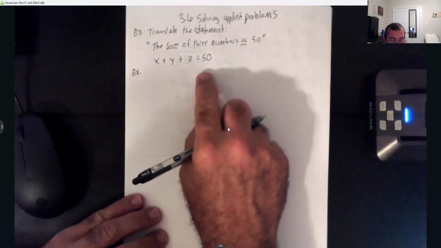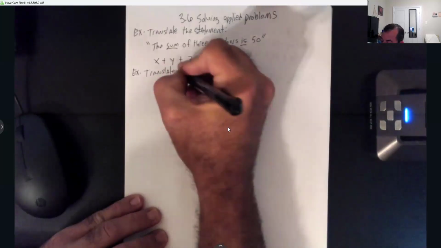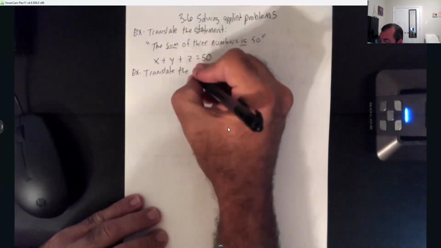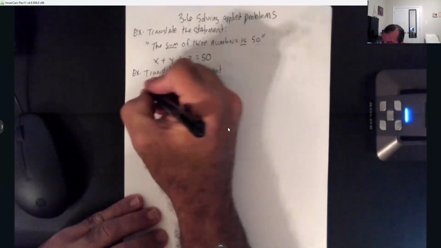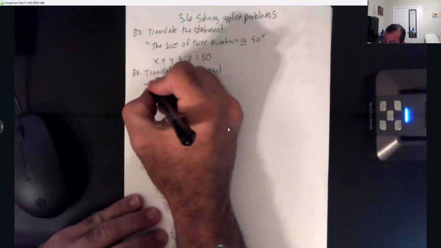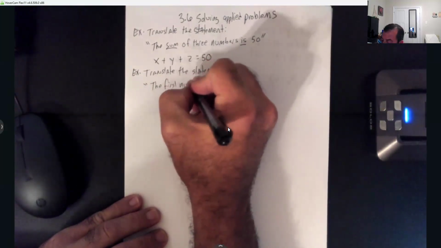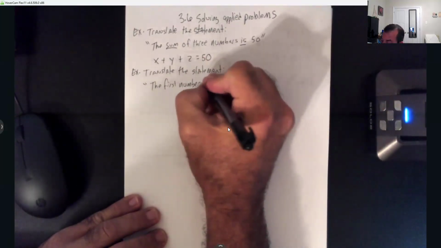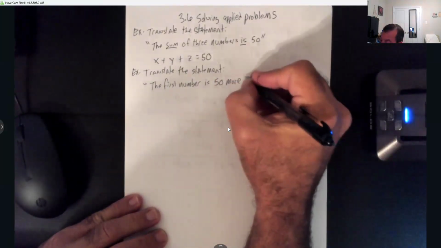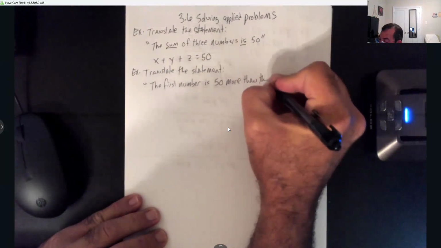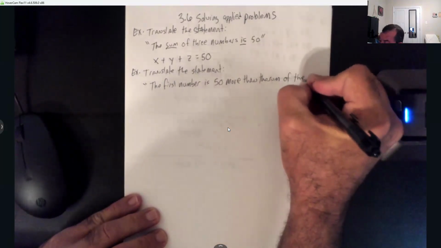And then another one they want you to translate. And they're just doing these couple examples just to get you ready for the word problems, okay? So y'all, this one says the first number is 50 more than the sum of the other two numbers.